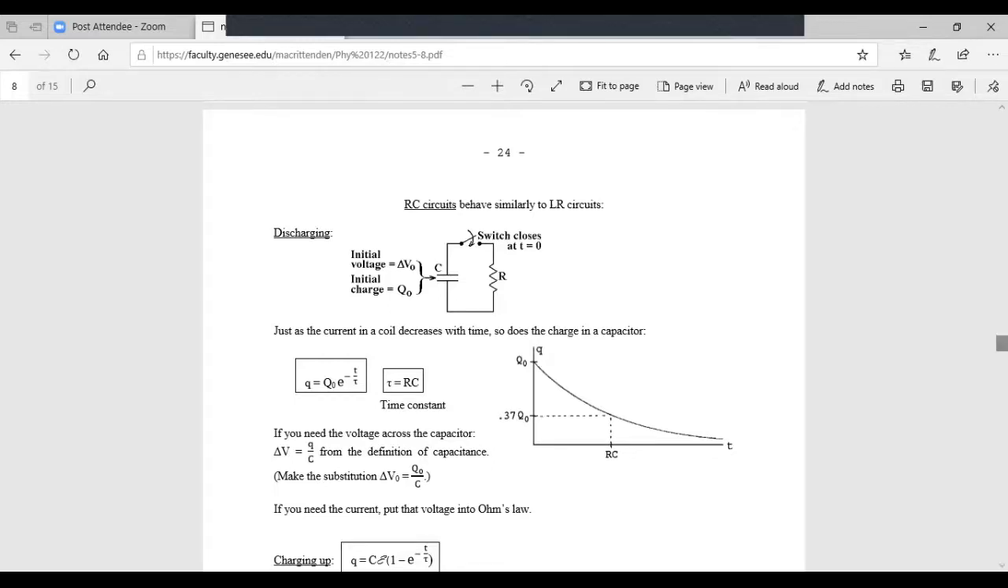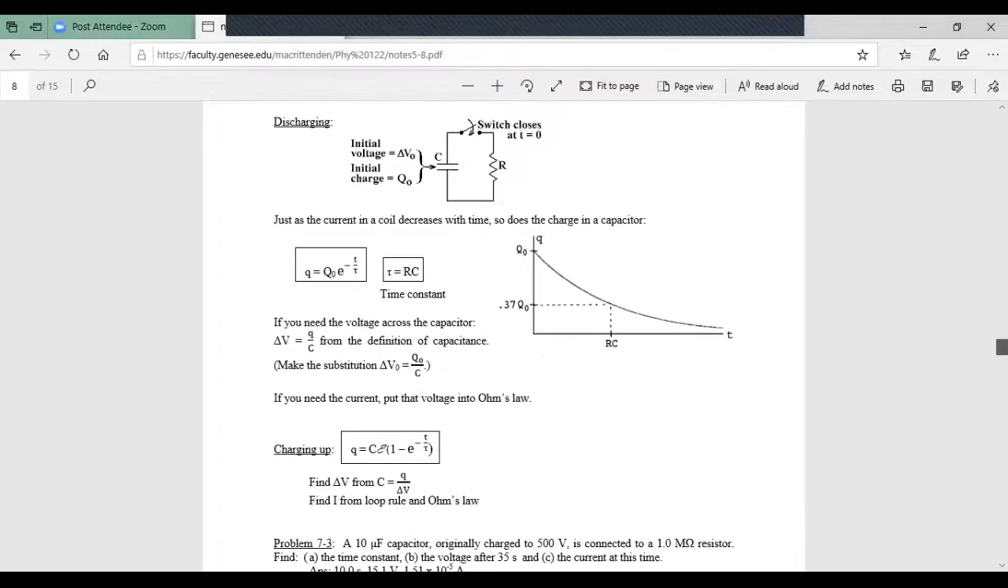If the capacitor is being charged instead of discharged, I didn't even bother to draw another graph. It would look just like the one on the previous page for the LR circuits, but it's this shape here, flipped upside down again, where it approaches the asymptote from below rather than from above. The final full charge on the capacitor would be capacitance times the EMF of the battery.